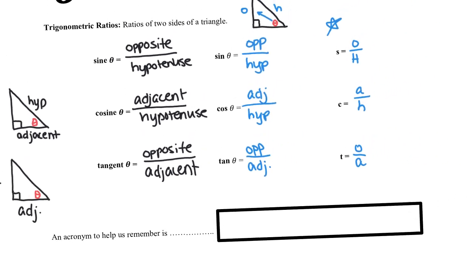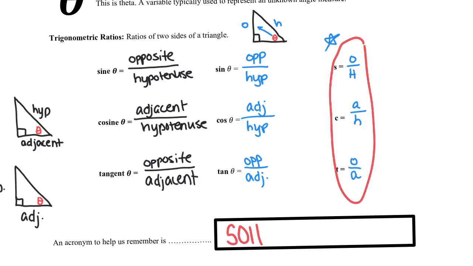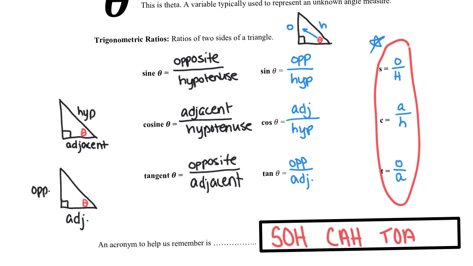An acronym to help us remember our trig ratios comes from this. We have SOH, so sine is opposite over hypotenuse, CAH, TOA. So you'll hear me often say, think of SOHCAHTOA. That just tells us what each trig ratio is representing. It's just an acronym to help us. But remember, we are looking at the ratio of two sides of a right triangle.